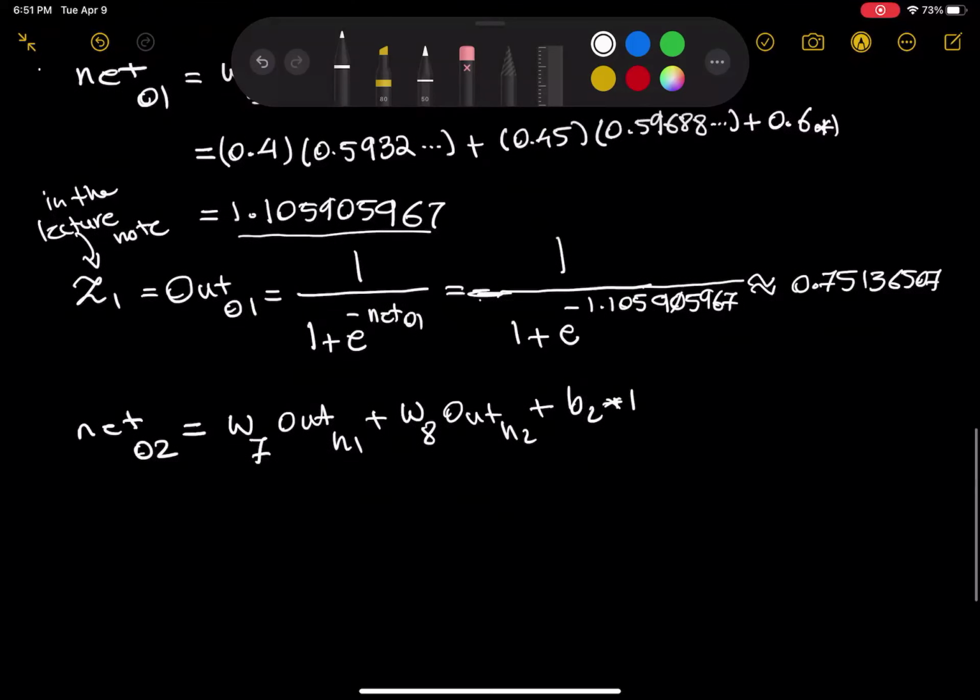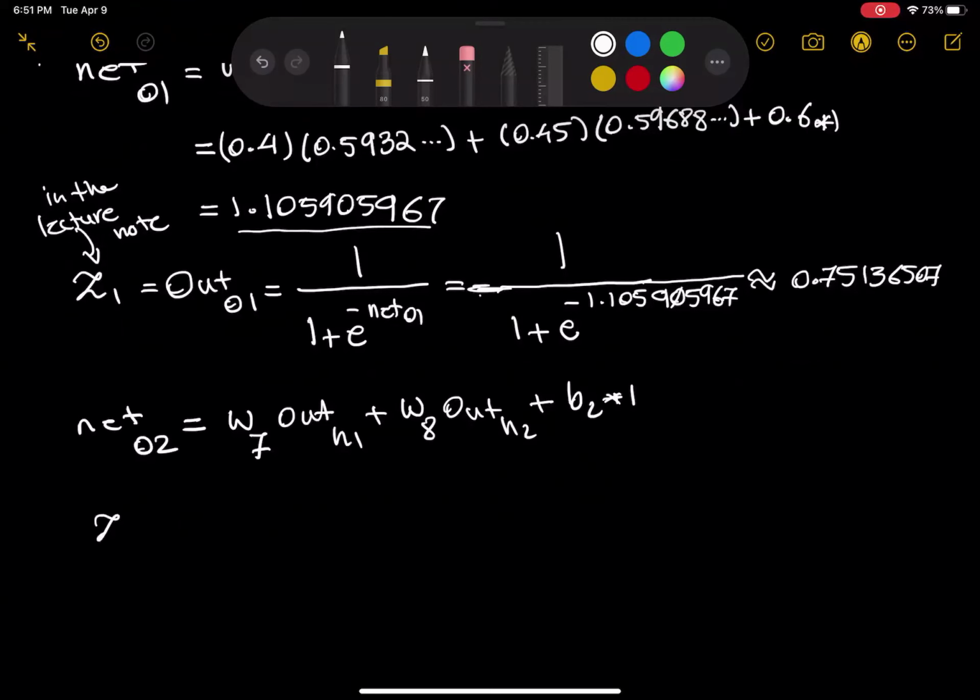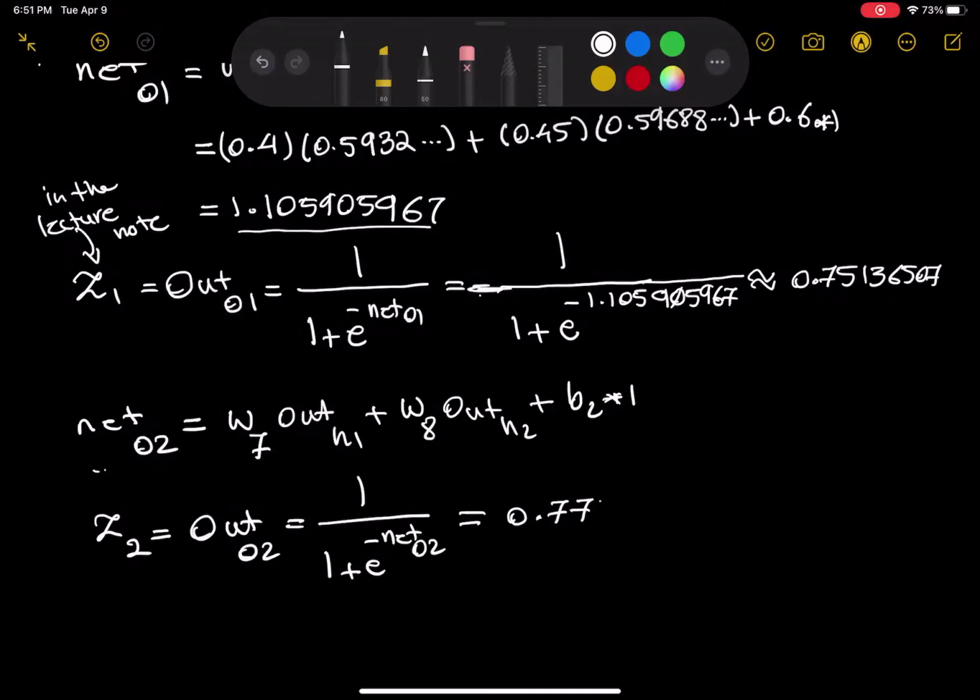All right, good. So Z2 here is equal to out of O2, which is equal to 1 divided by 1 plus e to the negative net of O2, which we calculated here. If you calculate this one, that should give you a value of 0.7. I just put the result here. You can calculate the details yourself. 0.7729 28465.